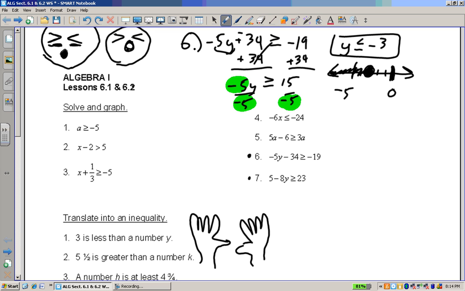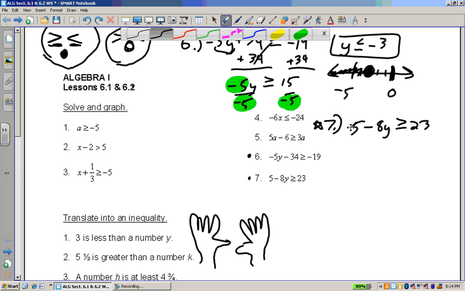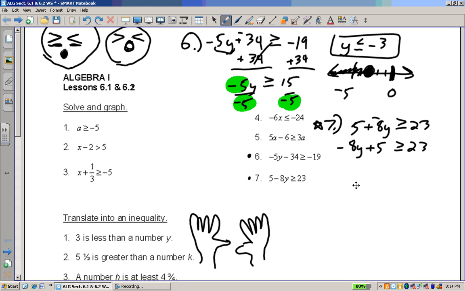And last but not least, number 7 here for this section, 5 minus 8y is greater than or equal to 23. Now, please be careful with this. You cannot commute subtraction. What I mean is, you cannot do this. Do not do that. You may keep change, is the algebraic definition of subtraction, and then switch them. That is perfectly legal. But do not try to commute and say that this is somehow a positive 8y. It is not. It is not. Okay, so we keep change. We're going to use commutative property of addition. And now we're going to solve.